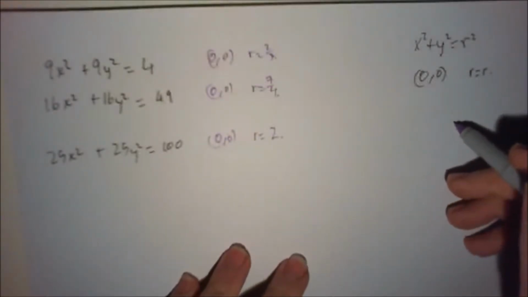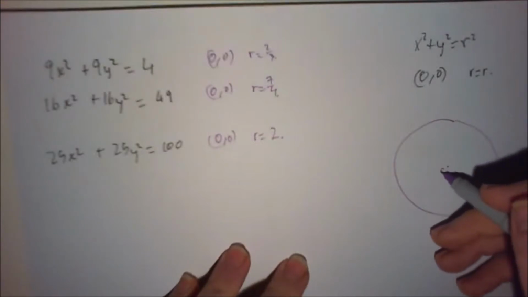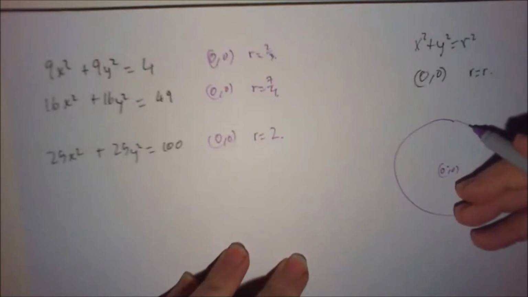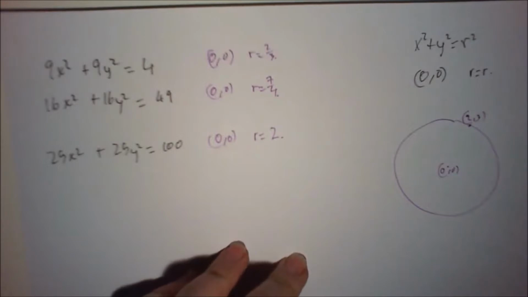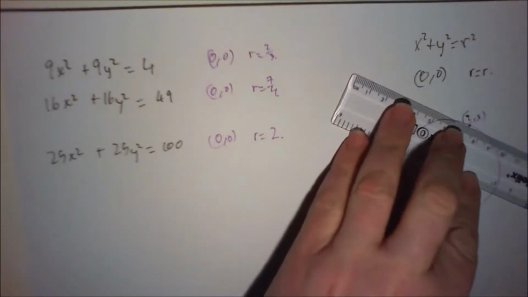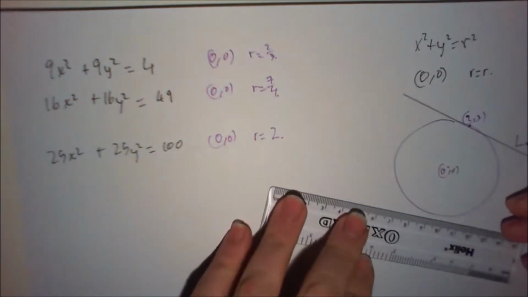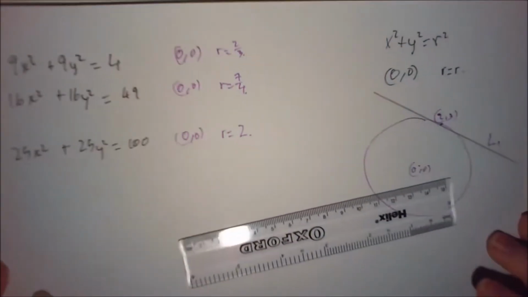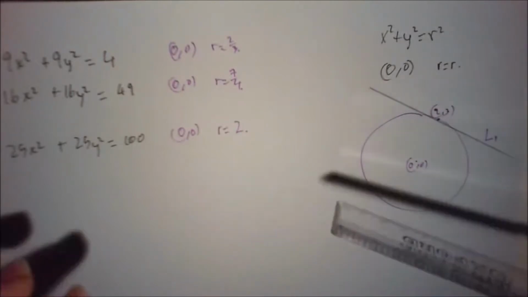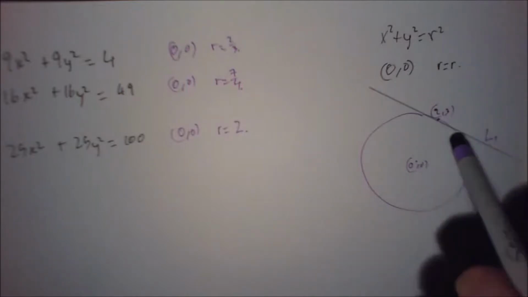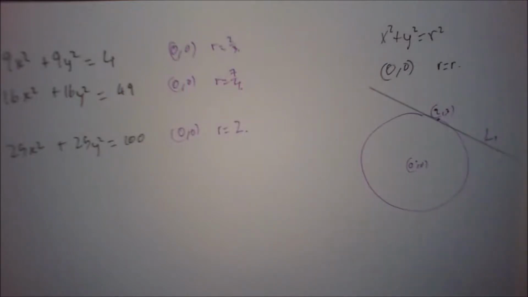Okay, here we go. We'll draw a circle, center 0, 0, and a point on the edge of 2, 3. And I want L1. Okay, and I want the equation of L1. Okay, so I want the radius of the circle, and I want the equation of L1. Okay, so 3, 2, 1, go.